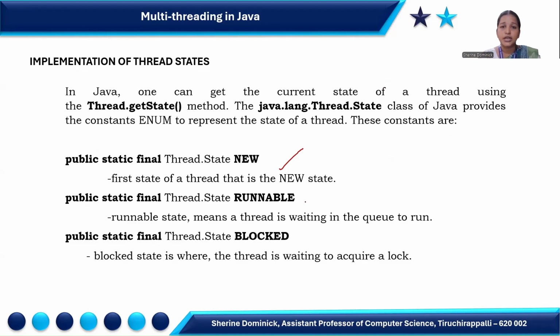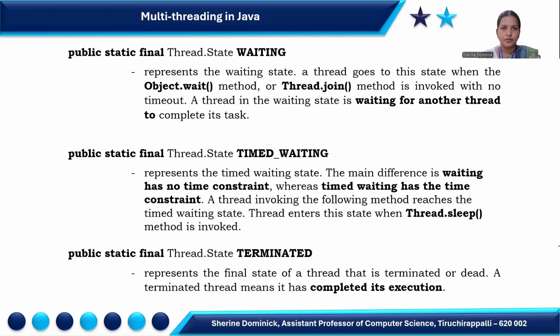Now, if a thread is in the runnable state, it means the thread is waiting in the queue to run. If we get the state as blocked, it means the thread is waiting to acquire a lock. If we get the current status as waiting, it means either the wait method or the join method has been invoked. In either case, the thread is waiting for another thread to complete its task so that it can continue its execution.